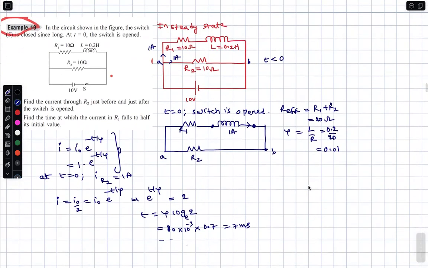Sir, the effective resistance is 5 now, sir. It's in parallel. However, across this the path is in series. The same current passes through R1 and R2. Effective resistance is R1 plus R2.